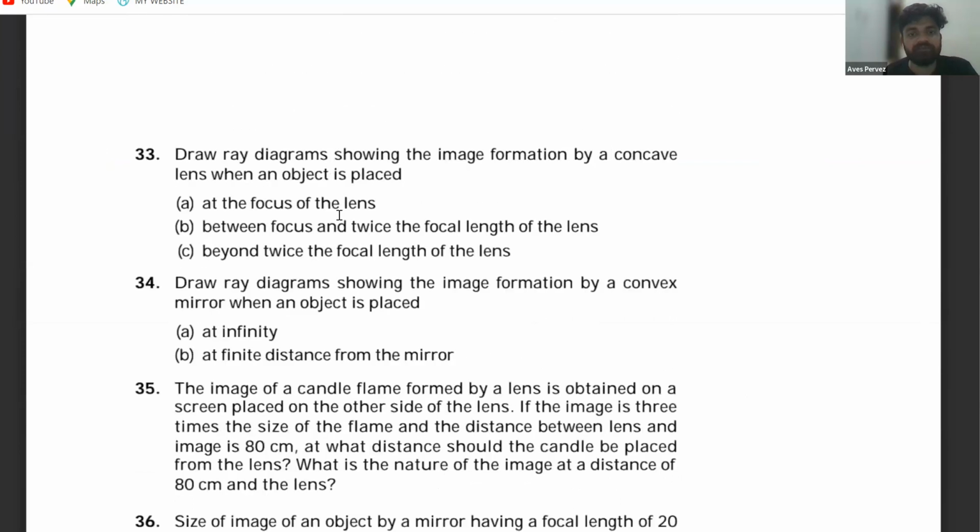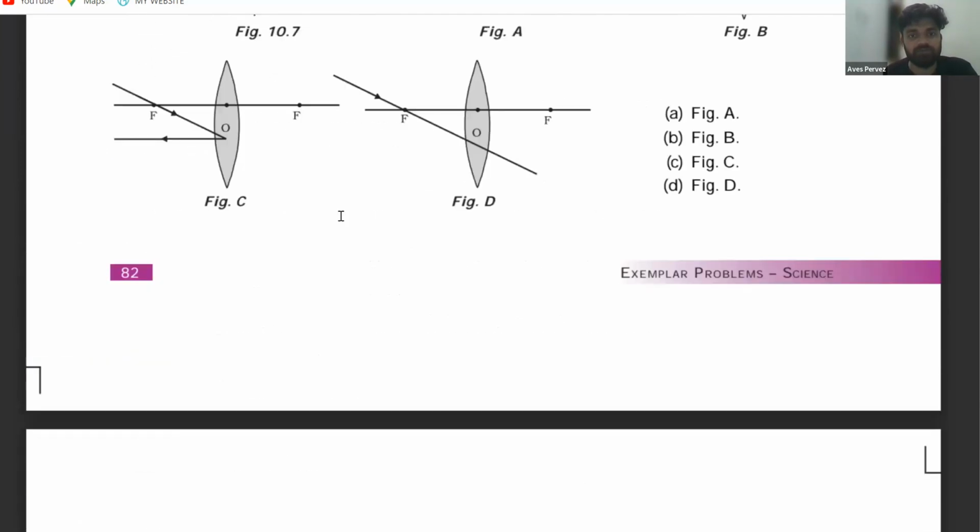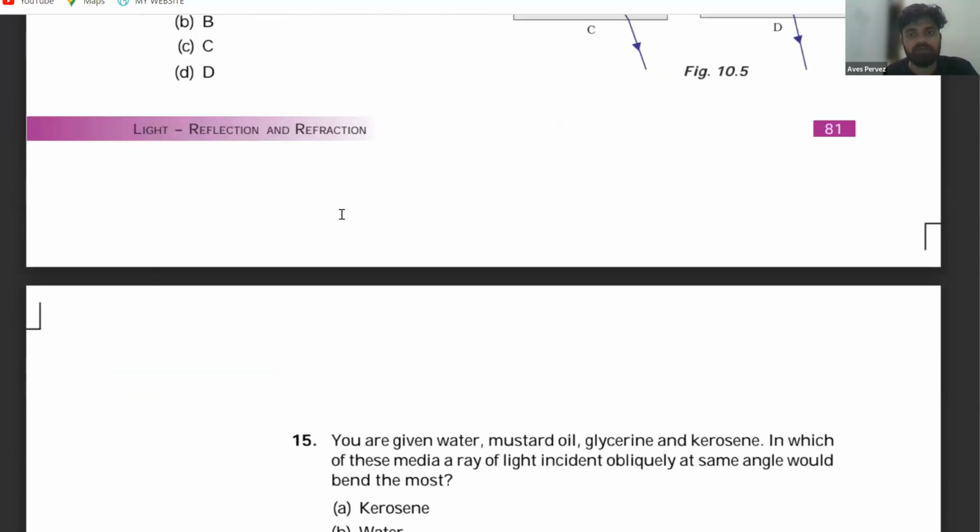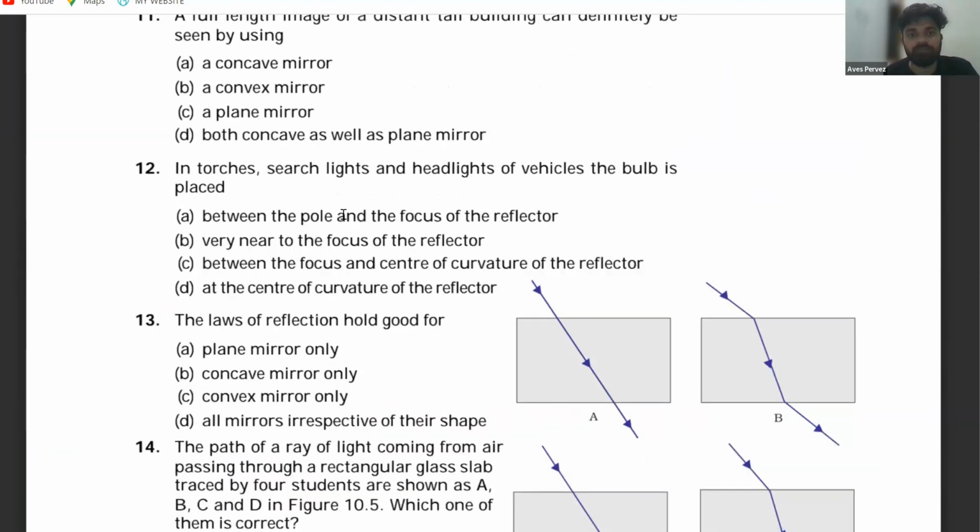There are experimental type questions that will be asked in the examination. Okay. I will send you the homework. Okay.